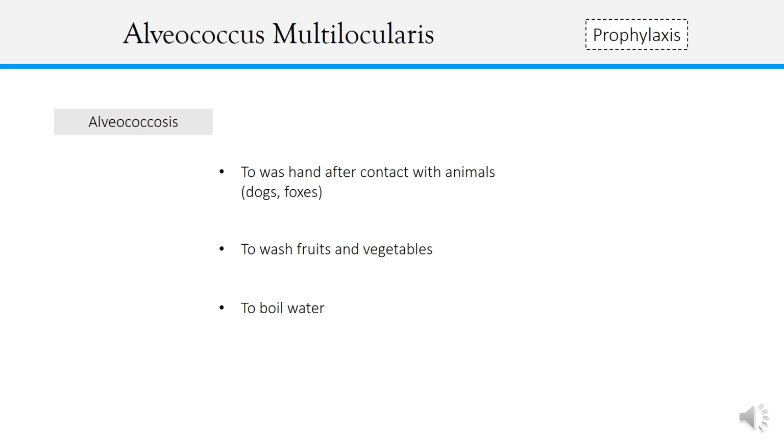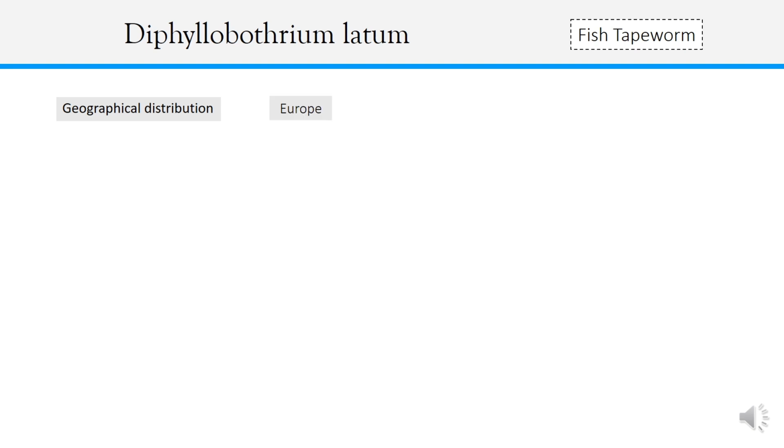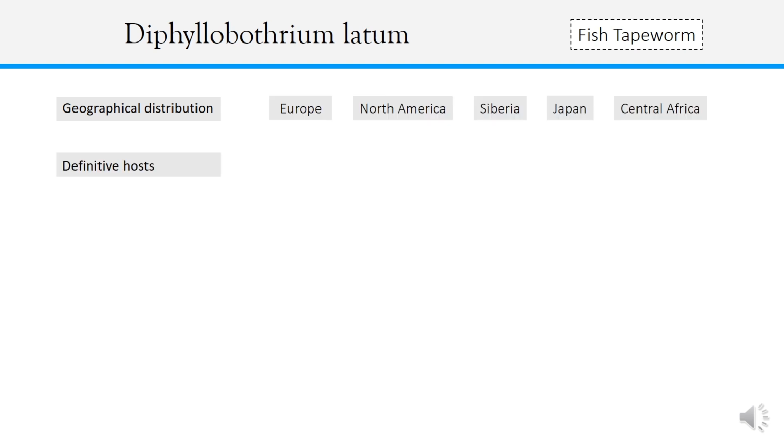Now let's speak about another parasite that is called Diphyllobothrium latum, or fish tapeworm. Why it is called fish, you will see when we discuss its life cycle. So, Diphyllobothrium latum, its geographical distribution: Europe, North America, Siberia, Japan, Central Africa. Definitive hosts: human, cat, dog, pig, and the location in the definitive host is the intestine.